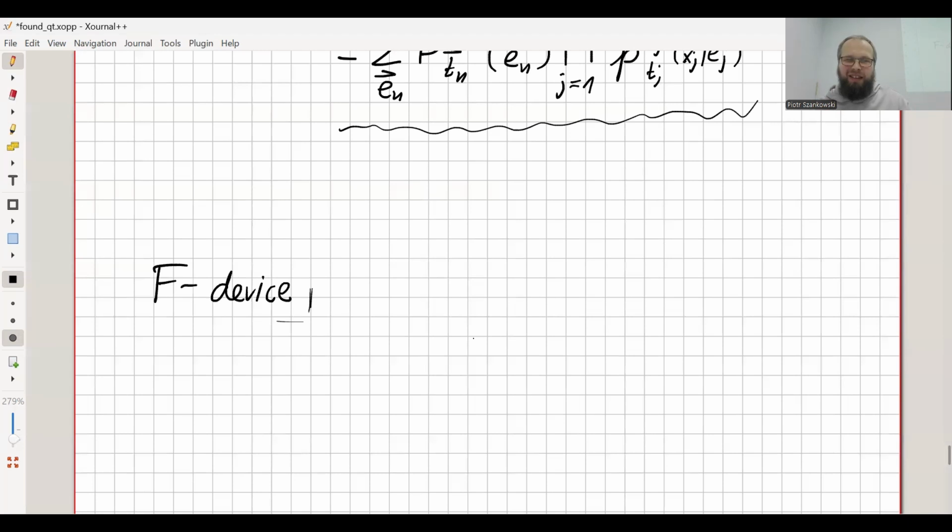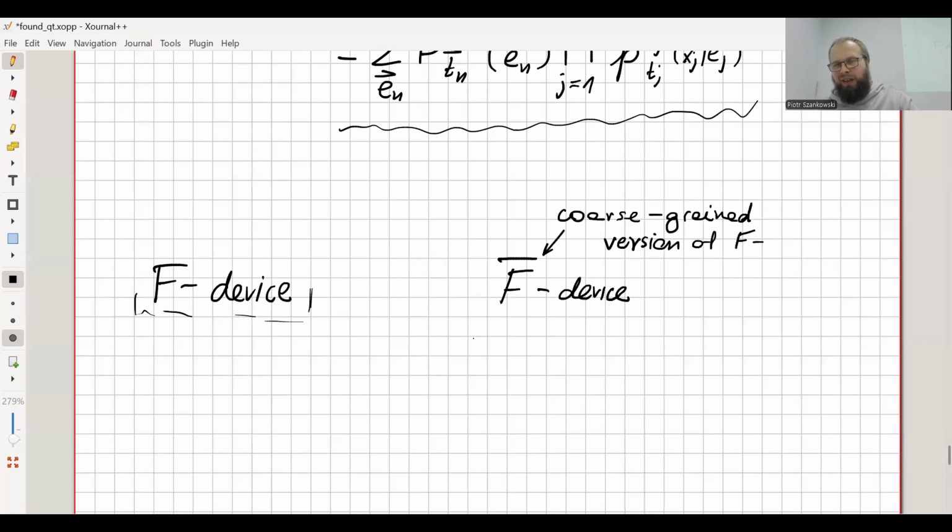device? The thing that comes to my mind is, imagine you have this device, but you bring in another device that measures the same observable, but with lower resolution, with less definition. In other words, you want a device that measures the same observable, but it coarse-grains over it. So we have the F device, and we want to think about the F bar device. This would be a coarse-grained version of the F device.